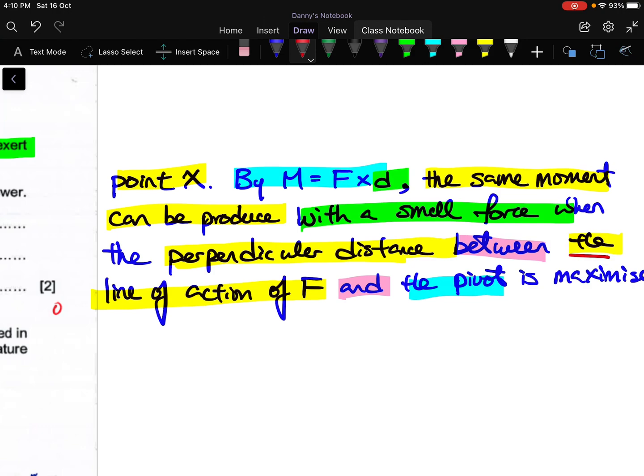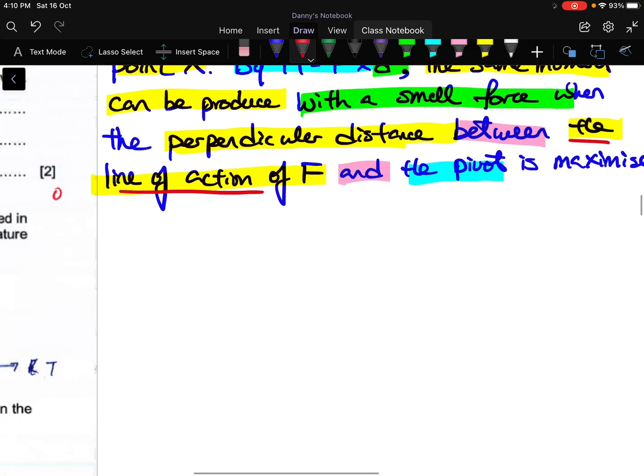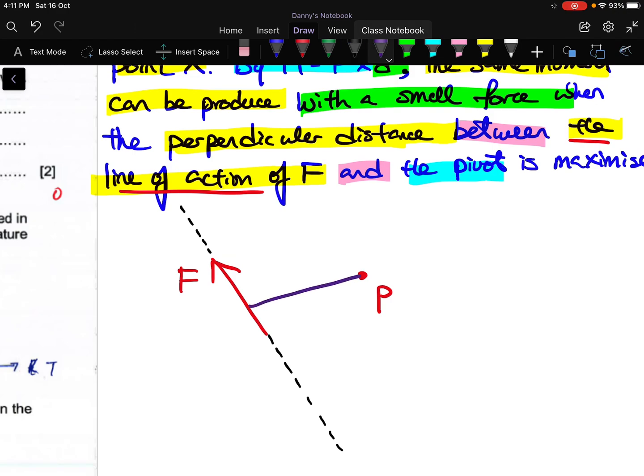Okay, this line of action refers to, for example, if now I have, this is my pivot, right? And now I just have a random force like this. This is my F. So what is the line of action of a force? The line of action of a force is basically just this black dotted line. So what does this mean? Perpendicular distance between the pivot and the line of action. I can measure a lot of distances, right? This distance, this distance, this distance. All these are distances between pivot and line of action. But there can only be one perpendicular distance. Therefore, this definition, this description of perpendicularity is important. You need to learn it.